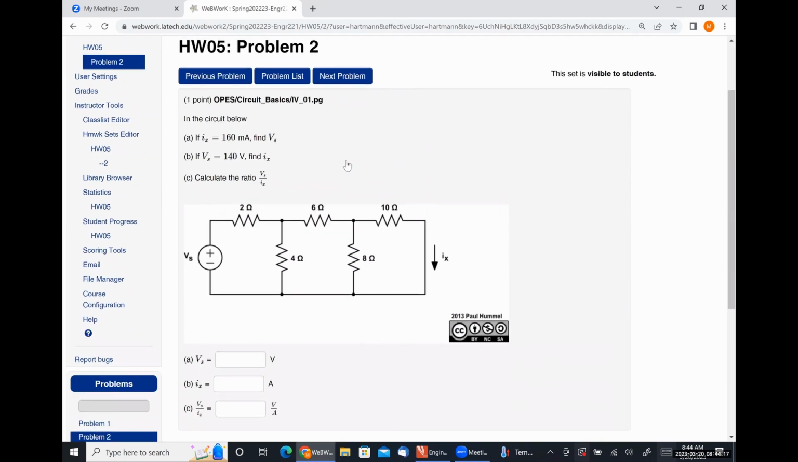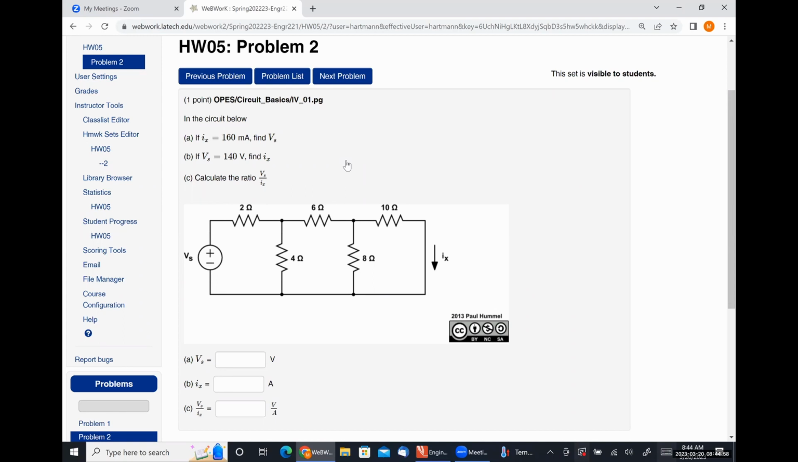This problem, even though it only has a single source, you can use the scaling property in order to solve this thing, right? So let's take a crack at it, actually. What's going on here is effectively, in the first part, you're given a value of Ix, and you're asked to find the value of Vs. In the second part, you're given a value of Vs, and you're asked to find Ix. We only need to apply circuit analysis to one of these situations, and then we can use the scaling property to figure out the answer to the other one.